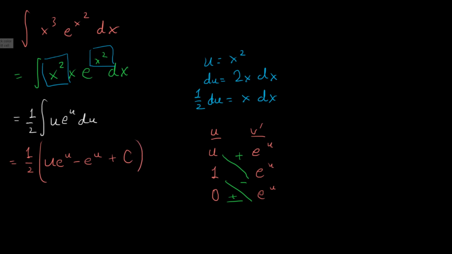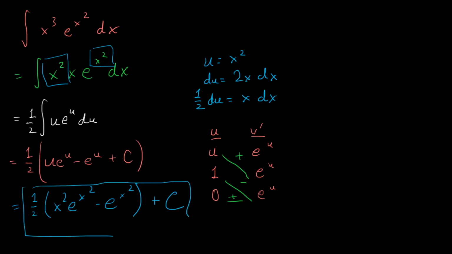And now we can substitute x squared back in for u, which would give us half of x squared e to the x squared minus e to the x squared. And then half times a constant is still a constant, so plus, so we can put the plus c outside. And there we go. That is our answer.